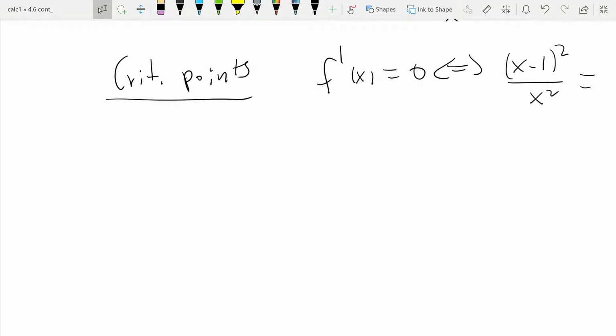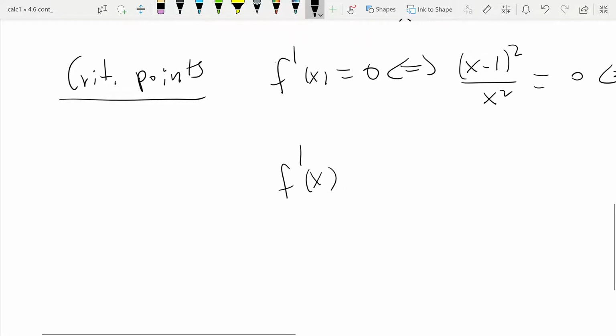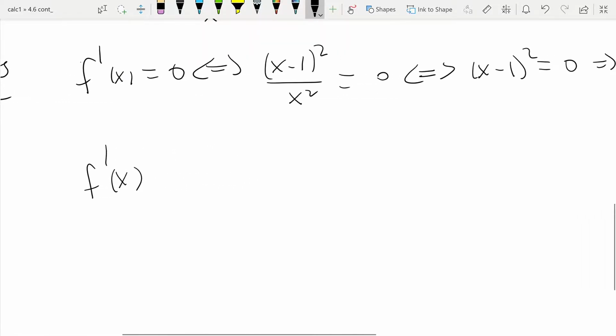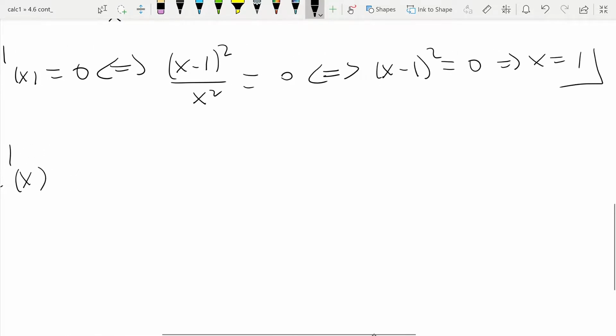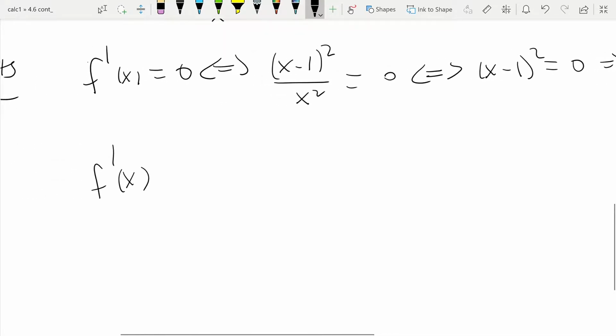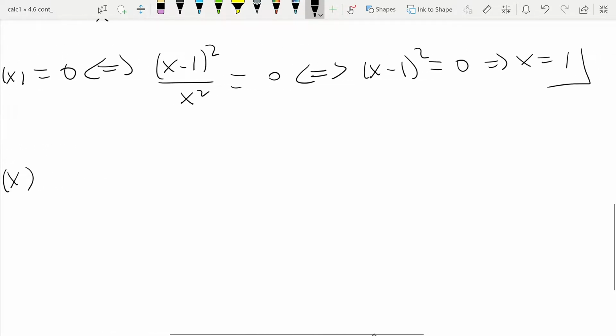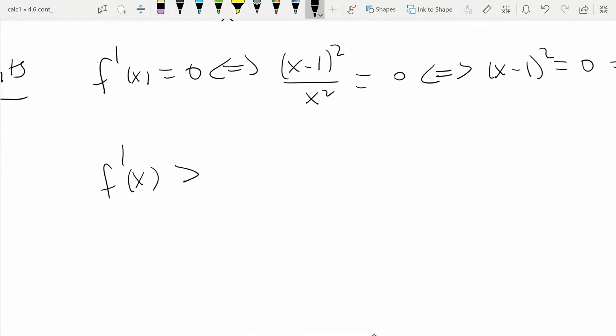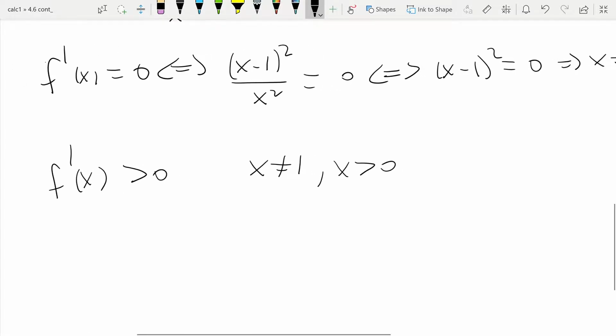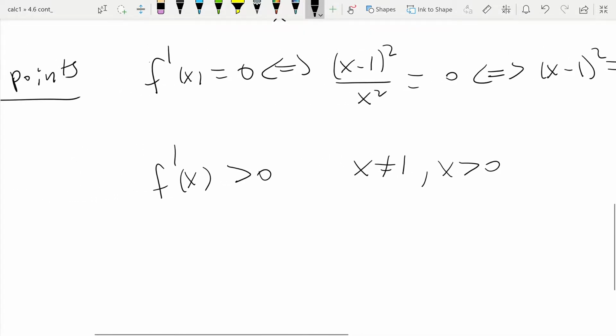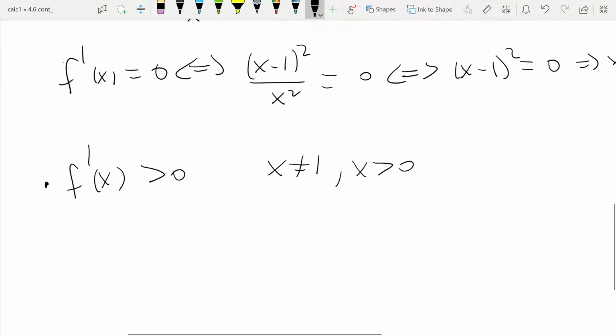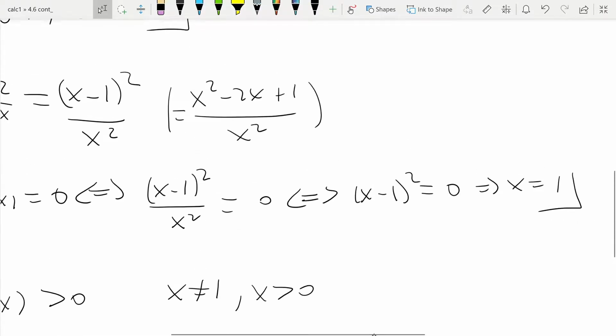f prime of x is actually, otherwise, if x is not equal to 1, then f prime of x is going to be positive. Why? Because we have a square over a square.